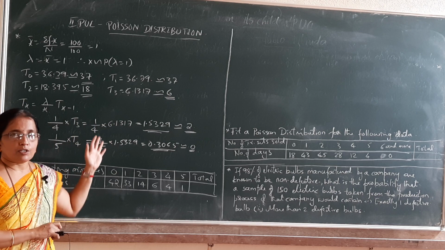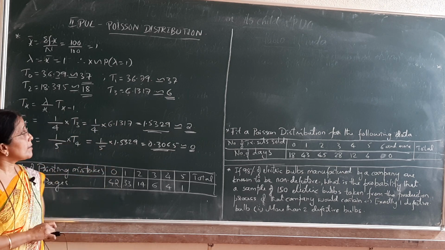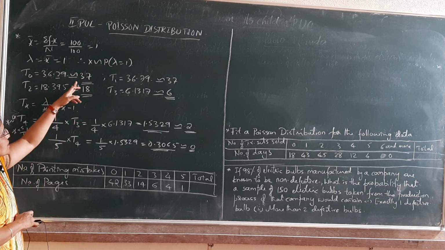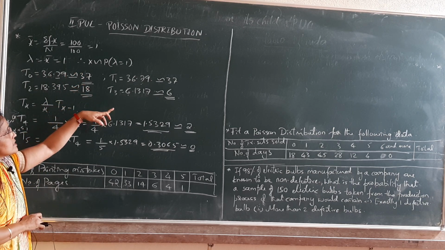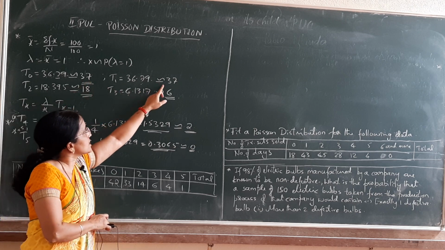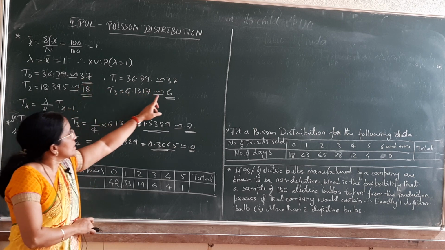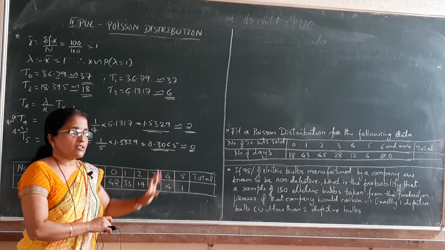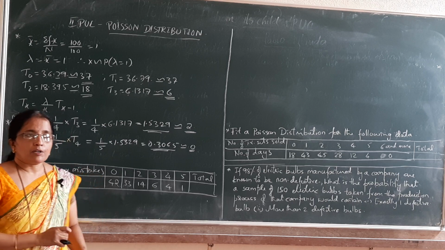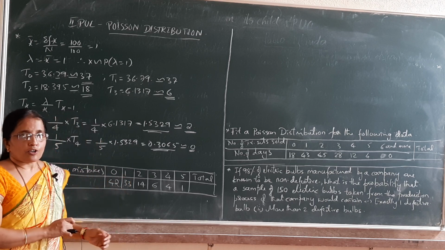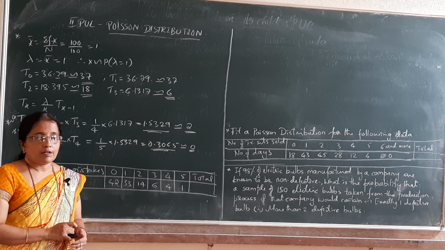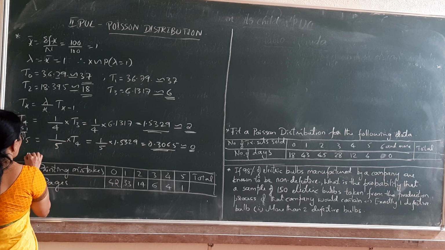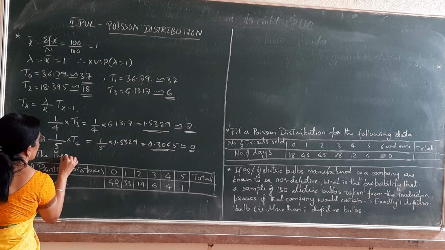The sum must always be equal to capital N. Here capital N is 100. So just check whether the sum of the theoretical frequencies is 100. So 37 plus 37 is 74, plus 18 is 92, plus 6 is 98, plus 2 is 100, plus 0 is 100. So we get the sum equal to 100. So we need not adjust any frequencies, and directly we can write the next step.